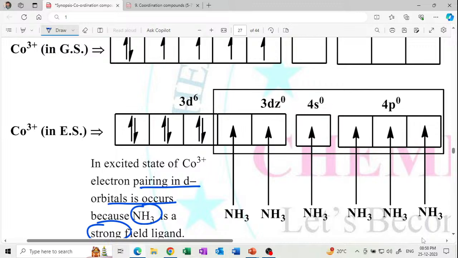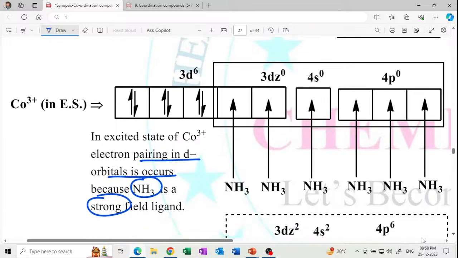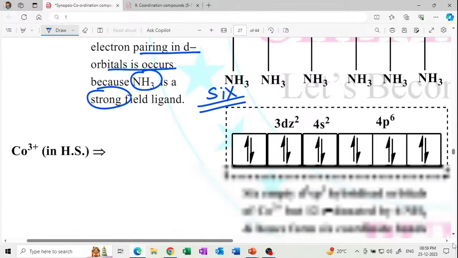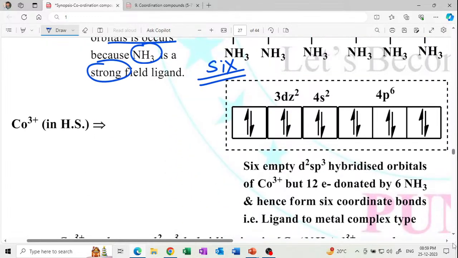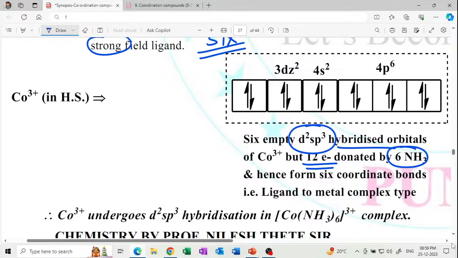Clear? Pairing occurs because of strong field ligand. So the empty orbitals accept donation. There are a total of 6 ligands. So what type of hybridization is there? d2sp3. d2sp3 type of hybridization. The total 6 ligands, 6 ammonia, donate 12 electrons. So the cobalt undergoes d2sp3 hybridization.